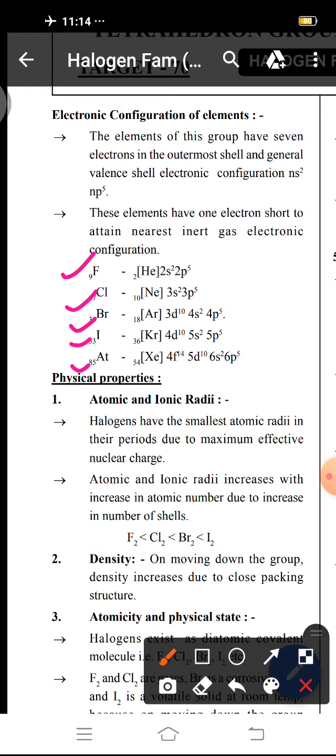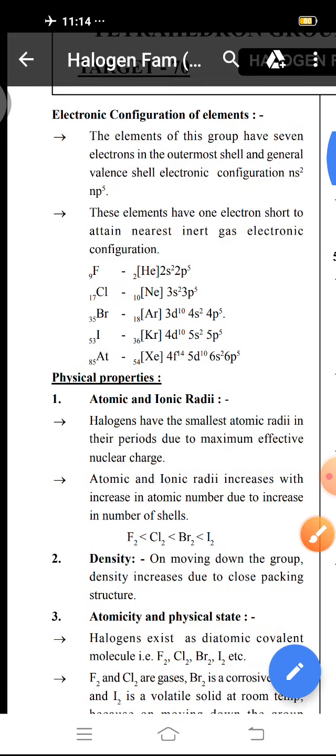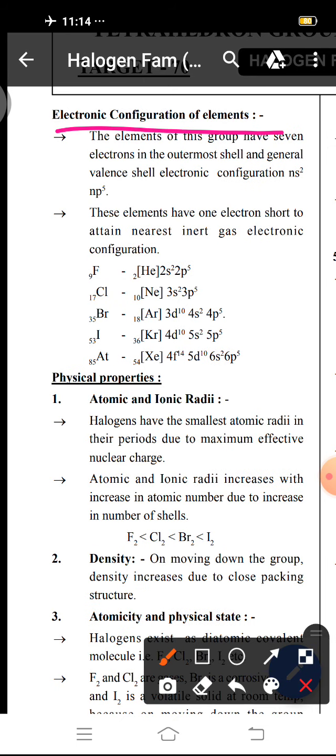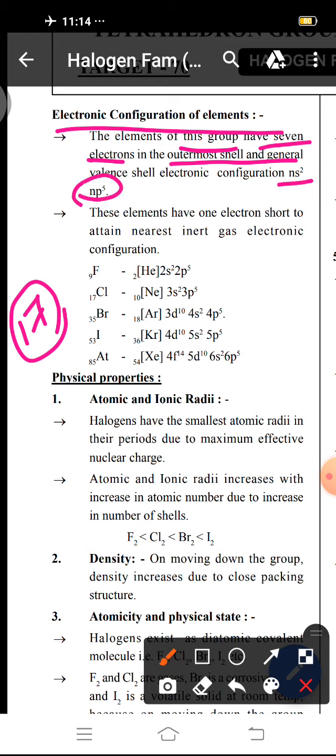Let us discuss the electronic configuration of these elements. We know these are group 17, so all the elements of this group have 7 electrons in the outermost shell. The general valence shell electronic configuration is ns2 np5.